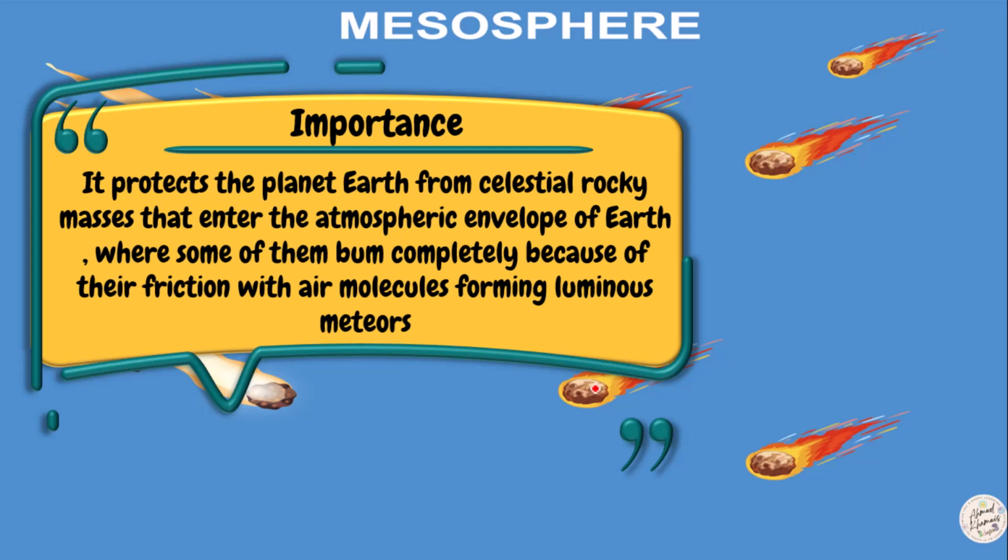And the mesosphere is important because it protects the planet Earth from celestial rocky masses that enter the atmospheric envelope, where some of them burn completely because of their friction with air, forming luminous meteors. So when celestial rocky masses invade the Earth's atmosphere, their friction with the air molecules in the mesosphere layer burns them completely, forming the luminous meteors.